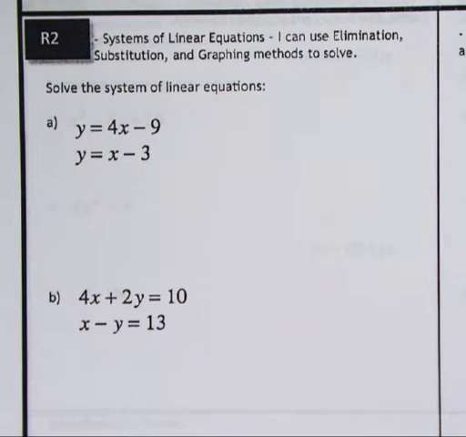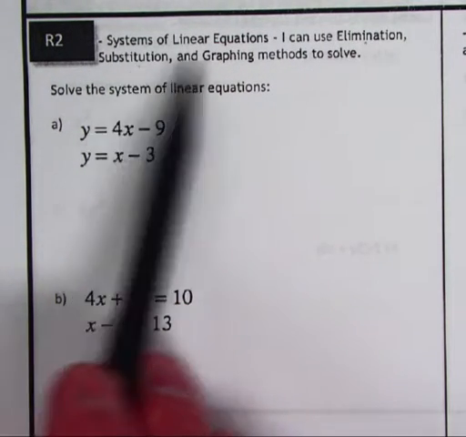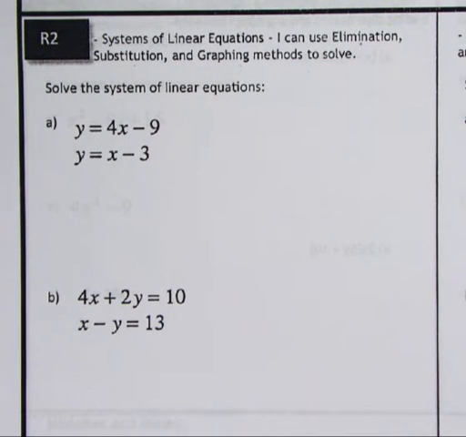Welcome to the video R2, solving systems of linear equations using the three kinds of strategies: elimination, substitution, or equal values, and graphing. So the key to this strategy is to identify which type of problem you have.